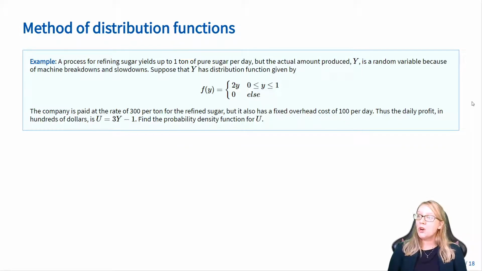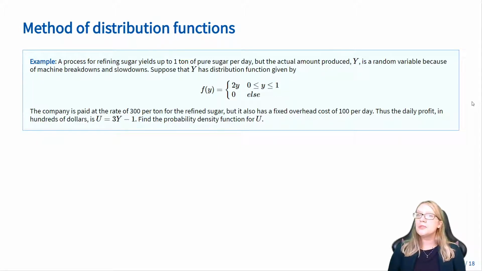We have a process for refining sugar that produces up to 1 ton of pure sugar per day. The actual amount produced is a random variable because we have machine breakdowns and slowdowns, so we won't always reach that amount. Suppose that y has distribution function given by 2y for 0 less than or equal to y less than or equal to 1. The company is being paid at the rate of $300 per ton for the refined sugar, but we also have some fixed overhead cost of $100 per day.